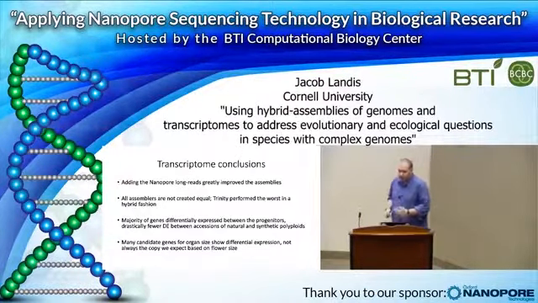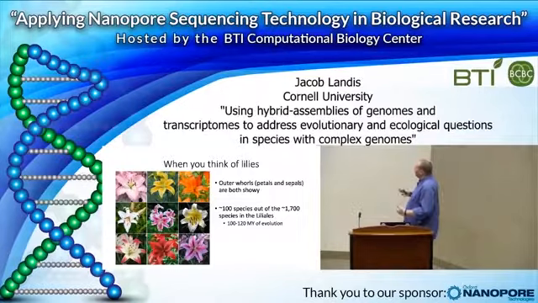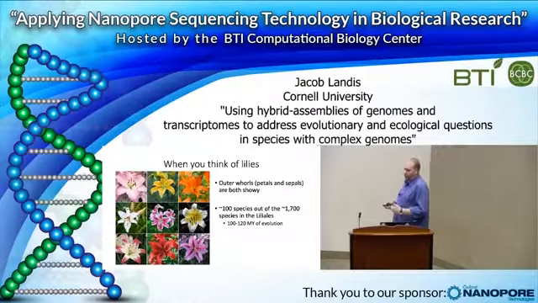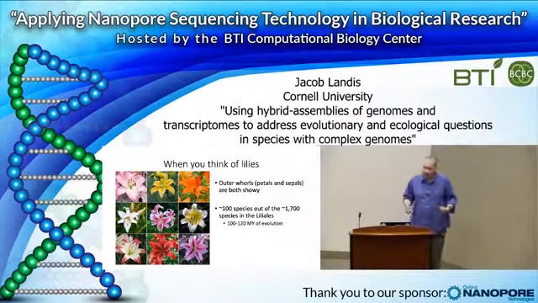All right, so I want to switch a little bit to another project. So this is looking at lilies. When you think of lilies, most people think of examples here, where you have the outer whorls, both the petals and the sepals, very showy, very colorful. And these are the true lilies. But the true lilies are only about 100 species out of 1,700 species in the order of the Liliales, which represent about 100 to 120 million years of evolution.